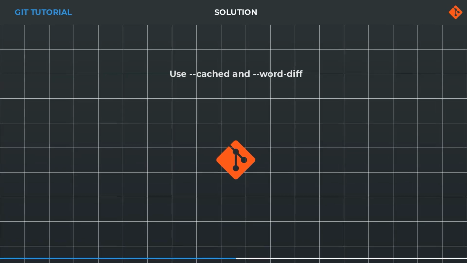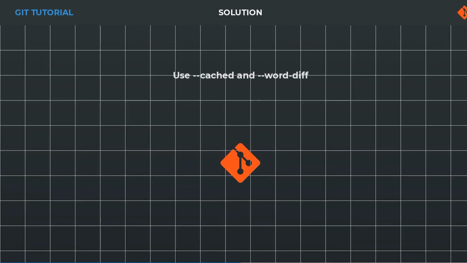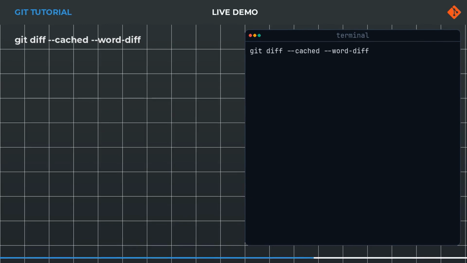The solution lies in using the Git diff command with two powerful options, cached and word-diff. The cached option shows changes that are staged for commit, while word-diff shows changes at the word level. Let's see this in action.